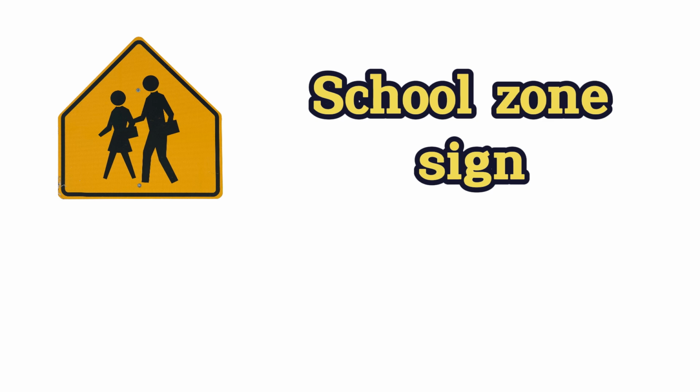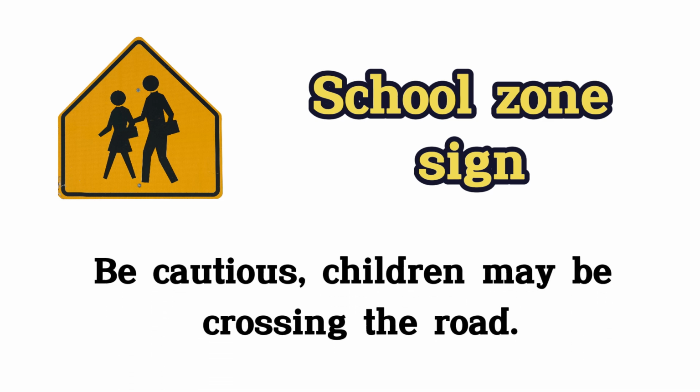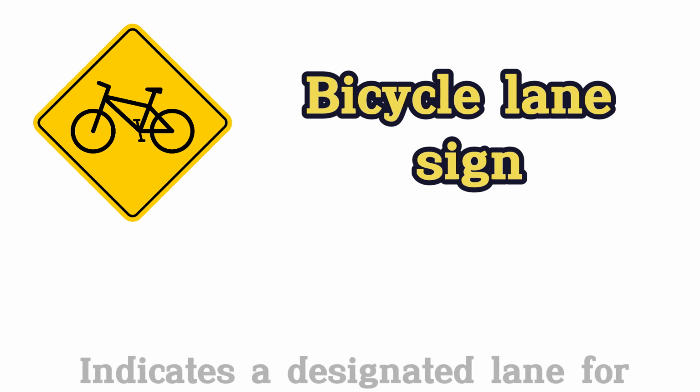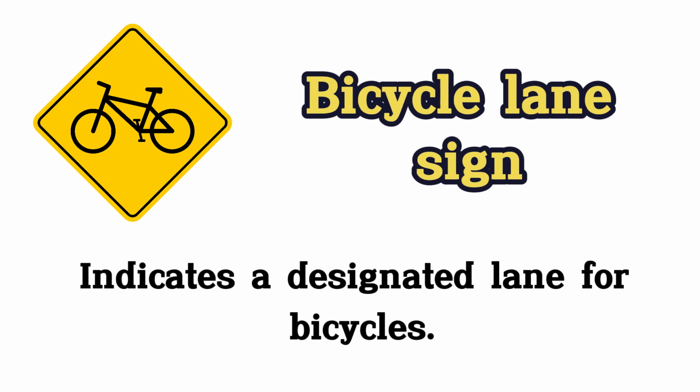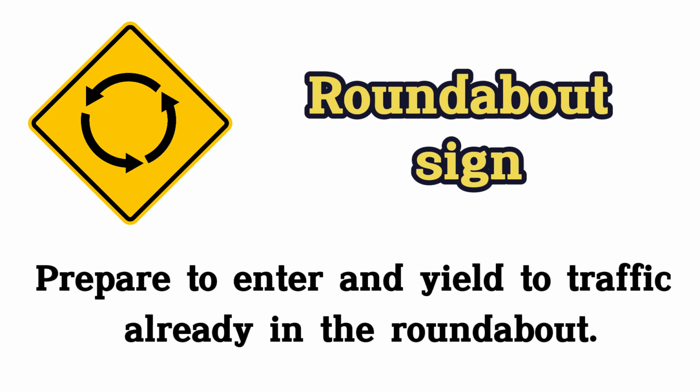School zone sign. Be cautious. Children may be crossing the road. Bicycle lane sign. Indicates a designated lane for bicycles. Roundabout sign. Prepare to enter and yield to traffic already in the roundabout.